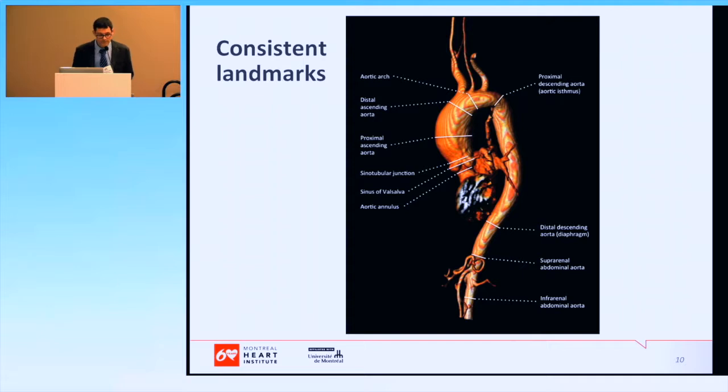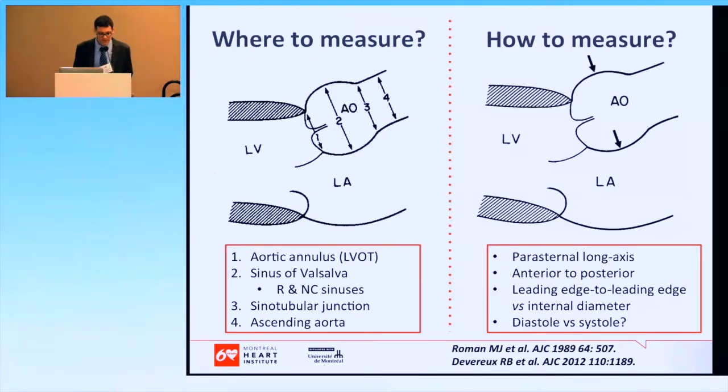It's also important, both in echo and in axial imaging, so CT angio and MRI, to measure the aorta at consistent landmarks and to report them serially. These landmarks are particularly important when we're talking about the aortic root. The aortic root actually has 4 parts: the annulus, the sinuses of Valsalva, the sinotubular junction, and the ascending aorta. And then there is controversy about how to measure it.